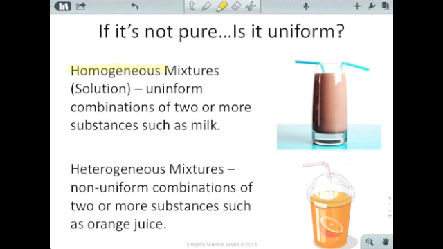A heterogeneous mixture is a non-uniform combination of two or more substances, such as orange juice. The main difference between these two is that in a heterogeneous mixture, you can see things floating in it. In milk, you should never see anything floating in it. If you do, it's not good milk. But if you take, for example, this picture over here, if you look at the orange juice, you can see there's something floating in it. So therefore, it's a heterogeneous mixture. If you can see it, it's a heterogeneous mixture. If you can't see it, it's a homogeneous mixture.